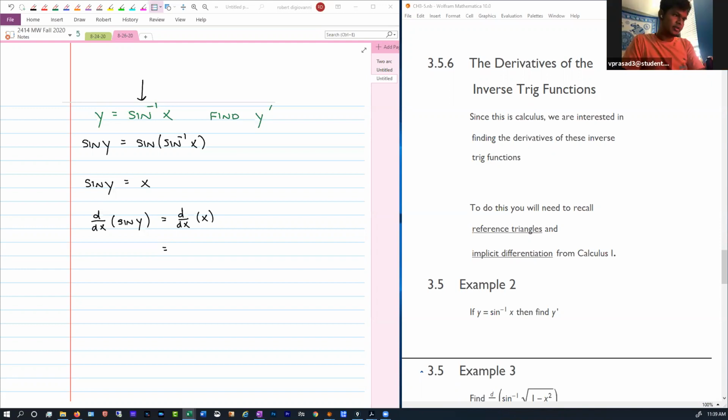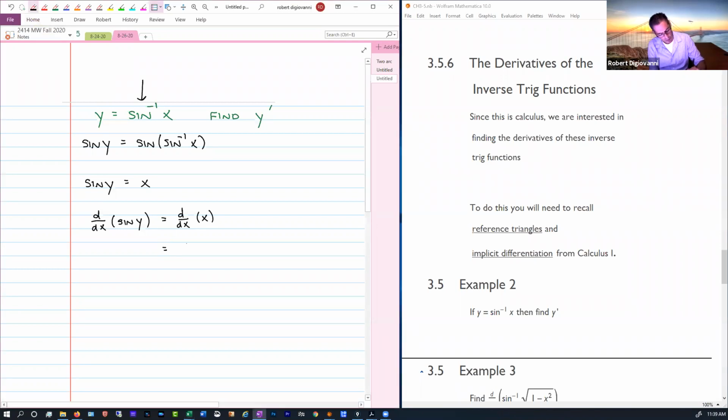So the derivative of x is 1, right? Yes. Okay. Well, since you volunteered, what about the left side? What is the derivative of sine of y with respect to x? Okay, so using my best judgment, I know the derivative of sine is going to be cosine.